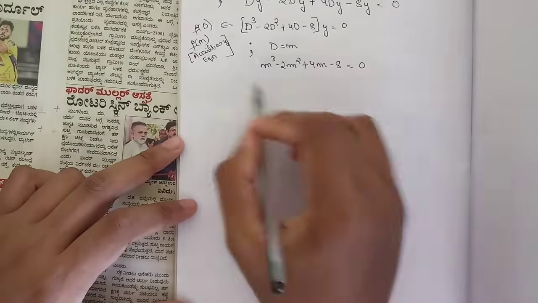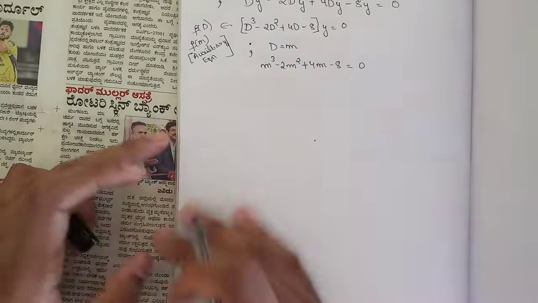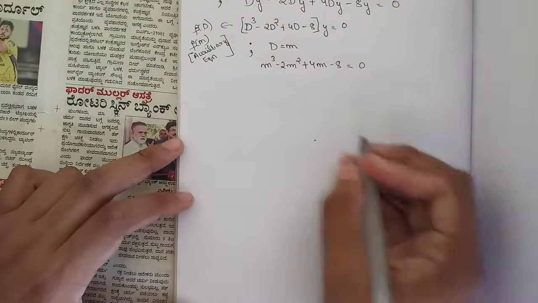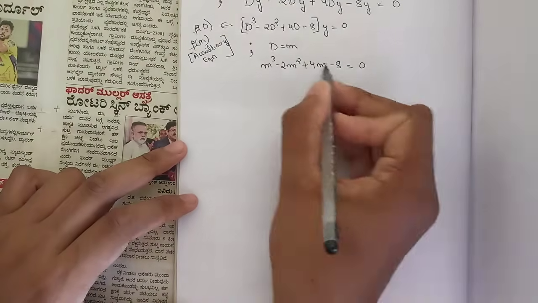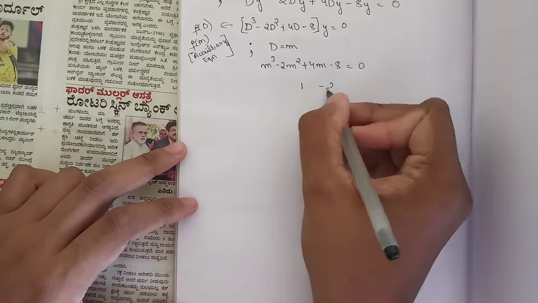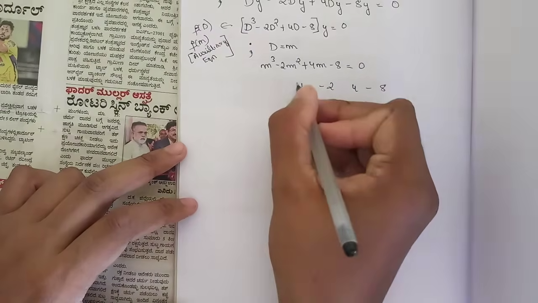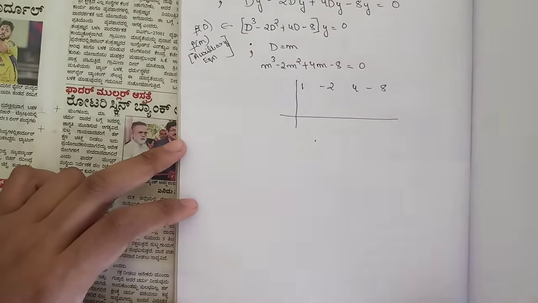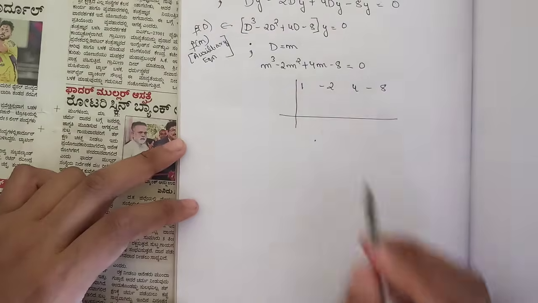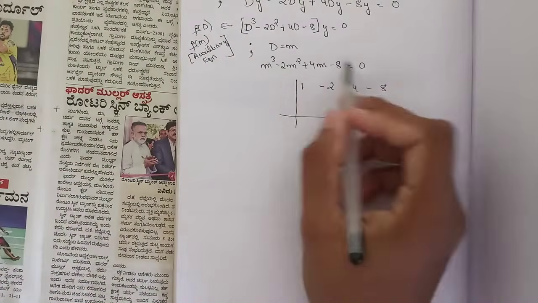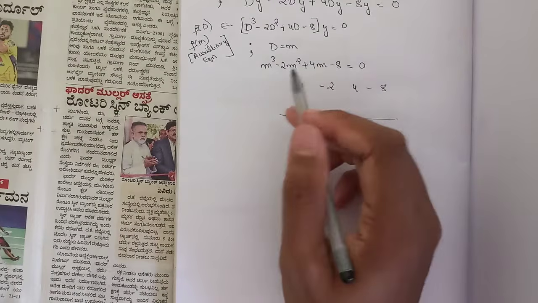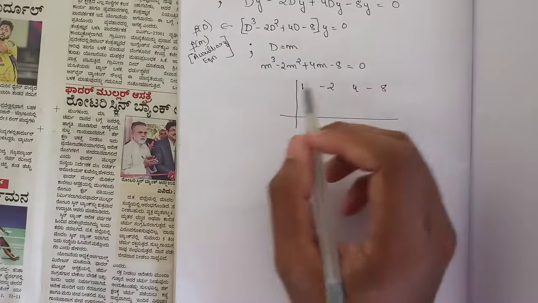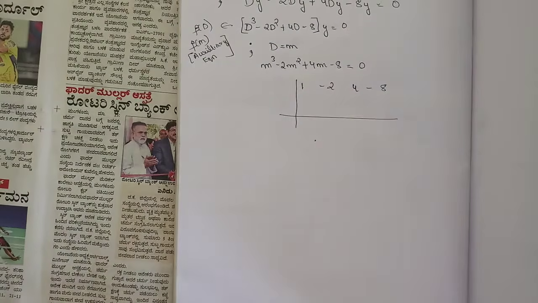Now we know that if it is a cubic polynomial, the first thing we need to apply is the inspection method, right? First write the coefficients of all these, that is 1, minus 2, plus 4, minus 8, and after that we need to write the equation in the calculator and check which m value, when we put it in the calculator, is equal to 0. Okay, so now let's check it.